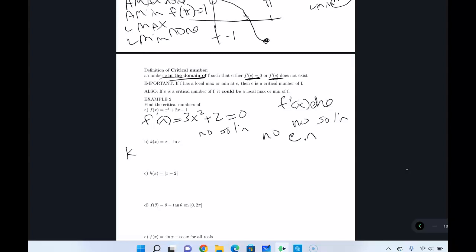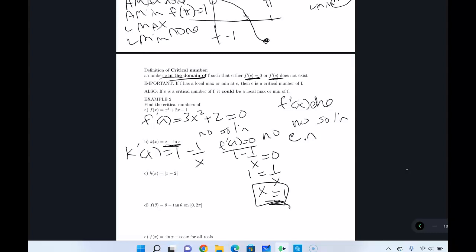All right, let's try this one. Take the derivative, I get 1 minus 1 over x. Okay, let's find the critical numbers where it equals 0. So it looks like x equals 1. Okay, is this in the domain of the function? Can I use this in here? Yes, I can. So that's a good critical number. So that's where the derivative equals 0.